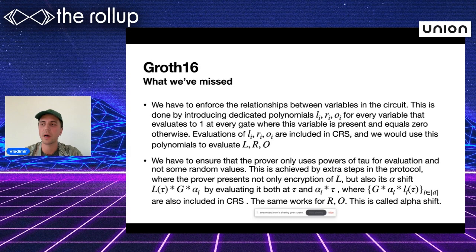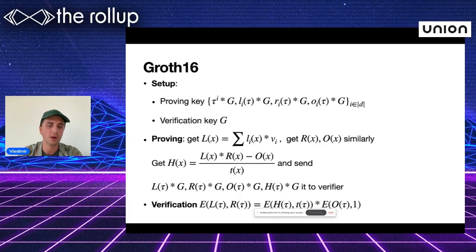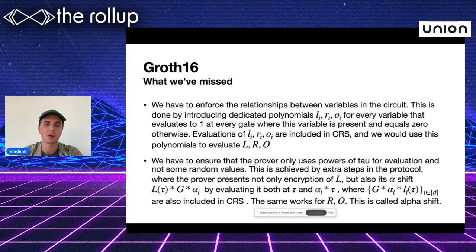This is why not just the capital L evaluations are included in the proof, but we have to include in the CRS also the evaluations of the so-called apparent polynomials, little l, r, and o, which basically enforce that all the variables are indeed in their place. And this is the biggest problem of Groth16. I will talk about it later.